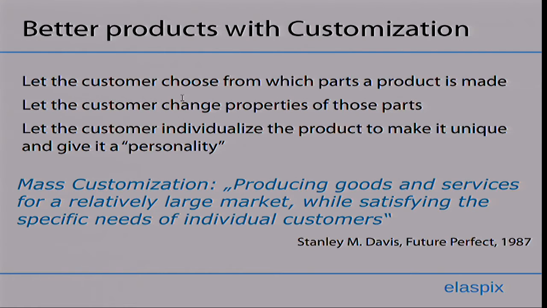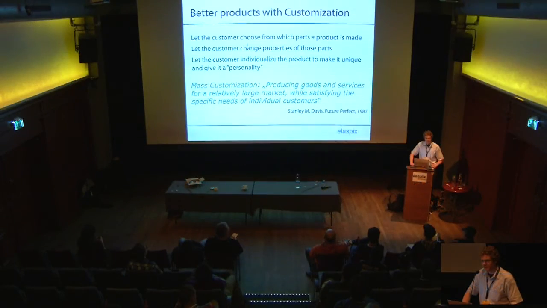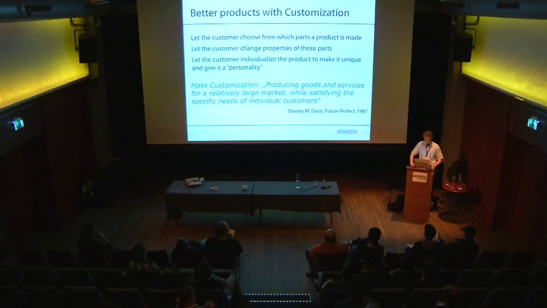The second tool you can use to offer better products is to allow people to change the properties of components of products. For example, when I bought this notebook here, I changed the amount of random access memory and the size of the hard drive and that stuff.